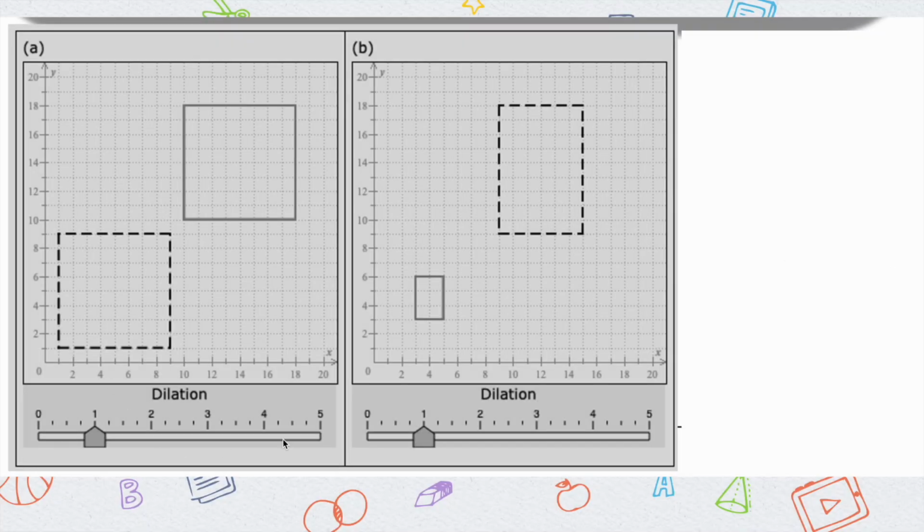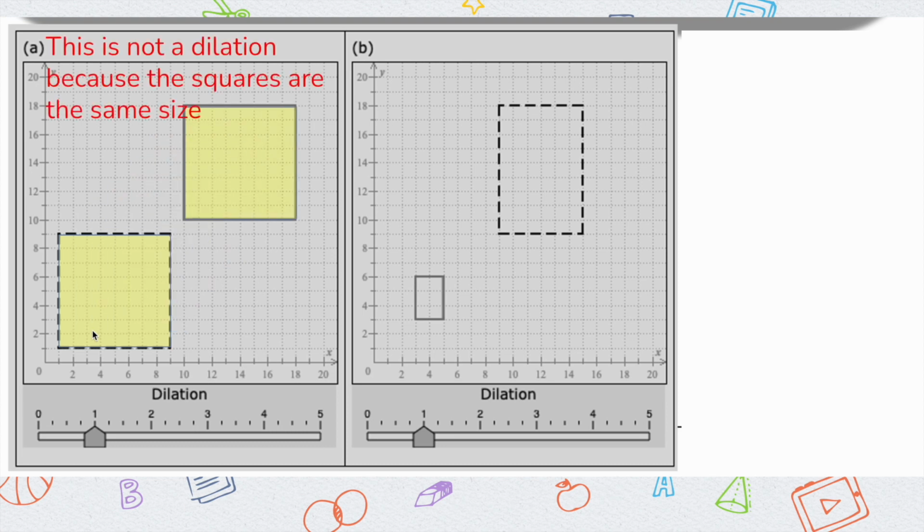So let's go ahead and take a look at a couple pieces here. When you do this on Alex, you'll notice you have a little dilation bar again. To determine whether or not it's a dilation, you just see, is it the same size or a different size? On this one, if I scooch this over, and that happened really fast, so I'll do that again. If I scoot it over, it's exactly the same size. This is not a dilation, right? Because the squares are exactly the same size. So this one would actually be a translation.